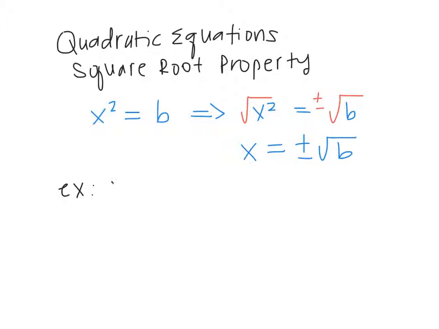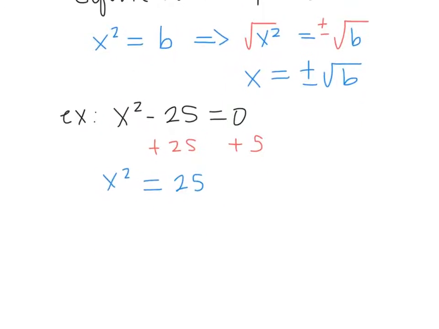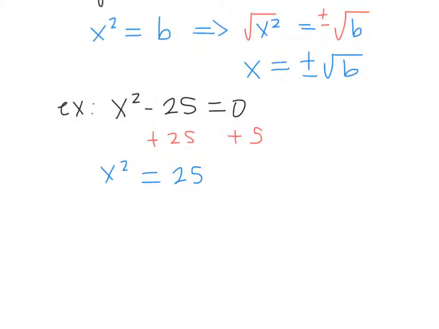Okay, we've got x squared minus 25 equals 0. This isn't in the form that we want, x squared equaling something, but if we add 25 to both sides, we end up with x squared equals 25. Now we can apply that square root property by taking the square root of both sides. So we put a plus or minus out in front of the square root of 25. The square root of x squared is just x, and the square root of 25 is 5.